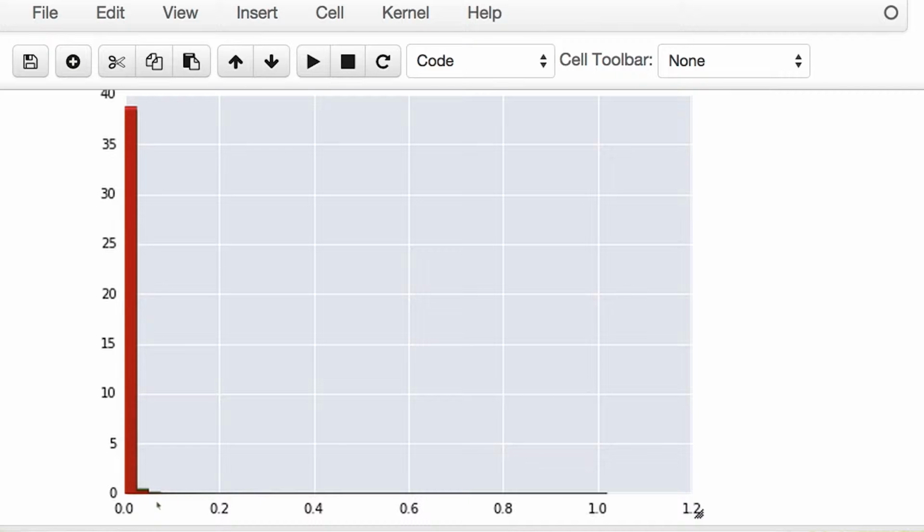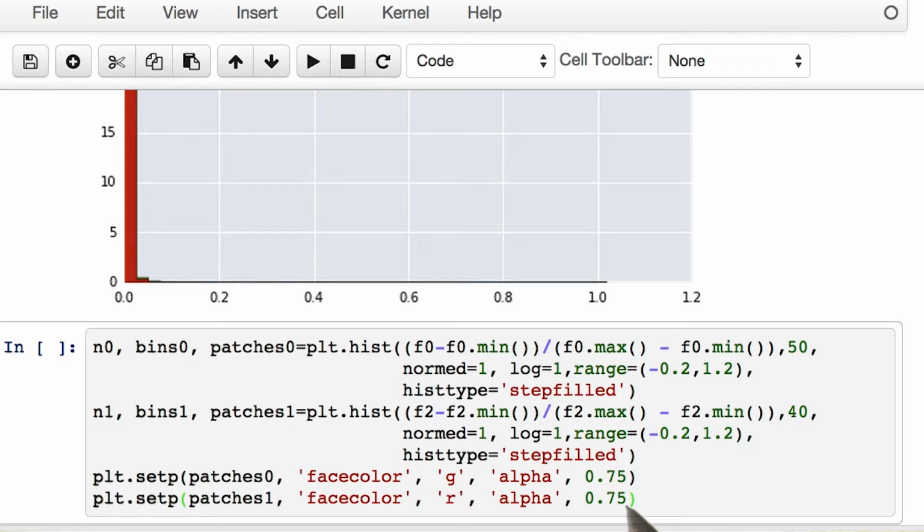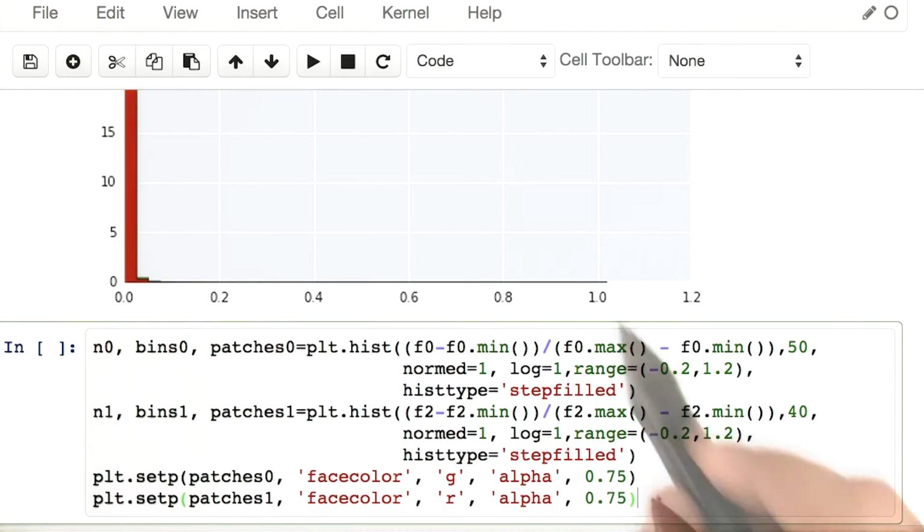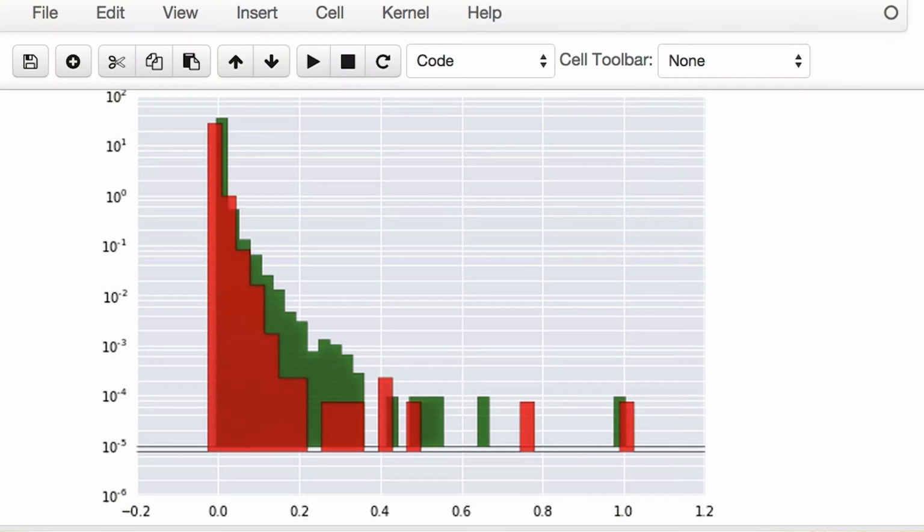So in the next histogram, we will make this into a logarithmic scale. To change the y scale to logarithmic, we have changed log equals 1 in the code. Let's run this part of the code. You should now have a histogram that looks like this. This is the histogram of F0 and F2 plotted in a logarithmic scale.